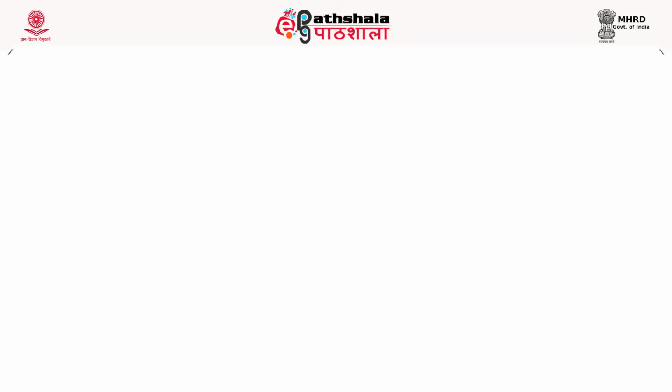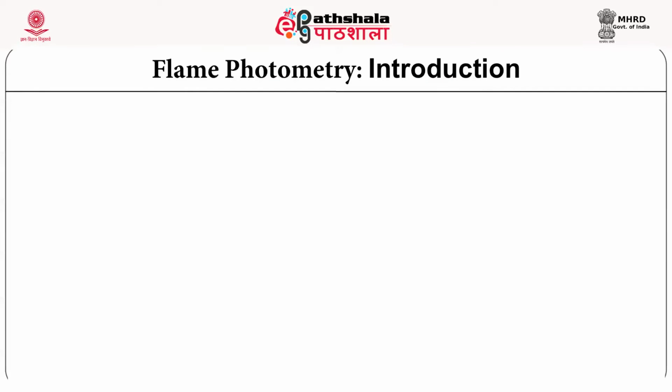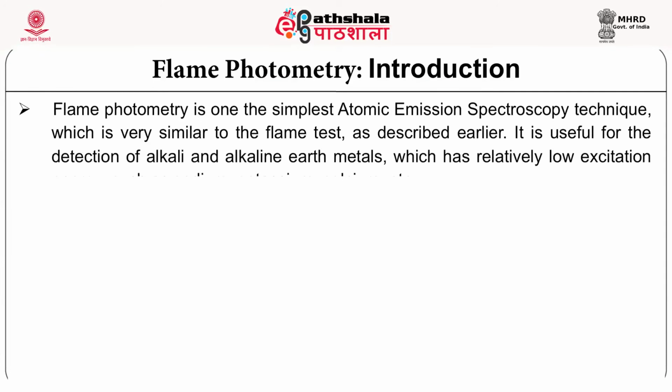Let us see what flame photometry is. Flame photometry is one of the simplest atomic emission spectroscopic techniques, which is very similar to the flame test we have discussed so far, done in the laboratory as an element detection test using a Bunsen flame. It is useful for the detection of alkali and alkaline earth metals, which have relatively low excitation energy, such as sodium, potassium, calcium, etc.